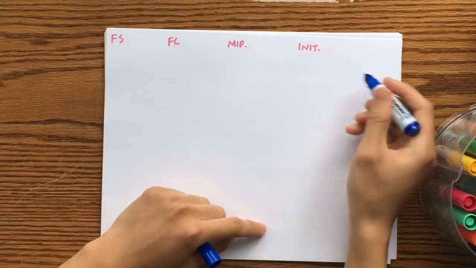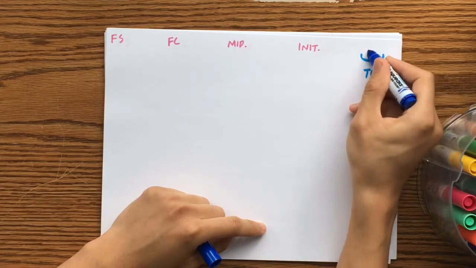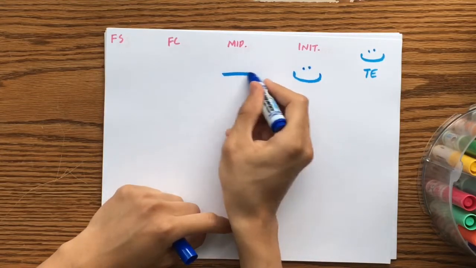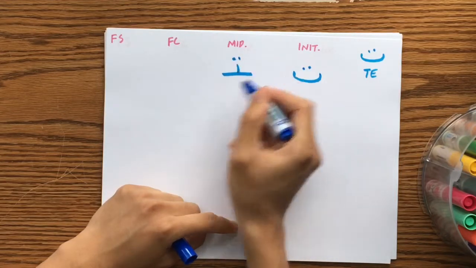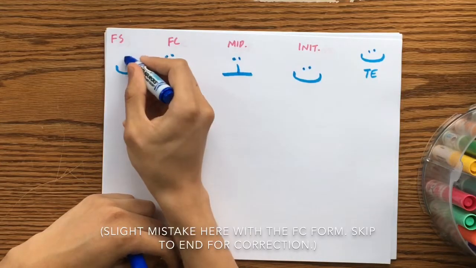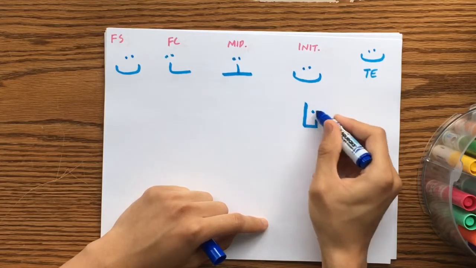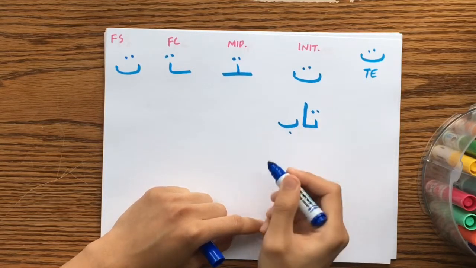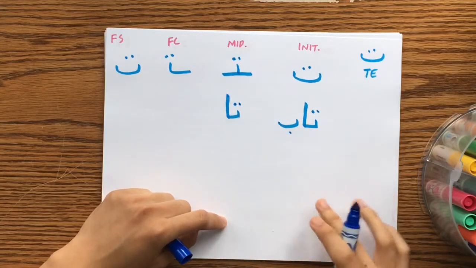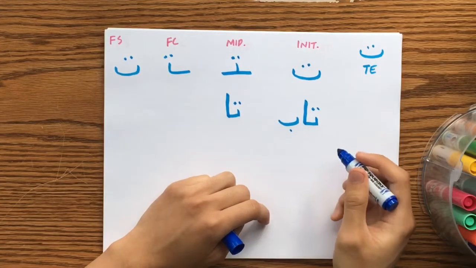Alright, so the next letter is te, which makes the T sound. And it looks like this. And like be, it is a connector. So now you can write the word tob, which means swing. And you can also write the word ta, which means until. For example, if you want to say, I'll see you tomorrow, you can say ta farda.